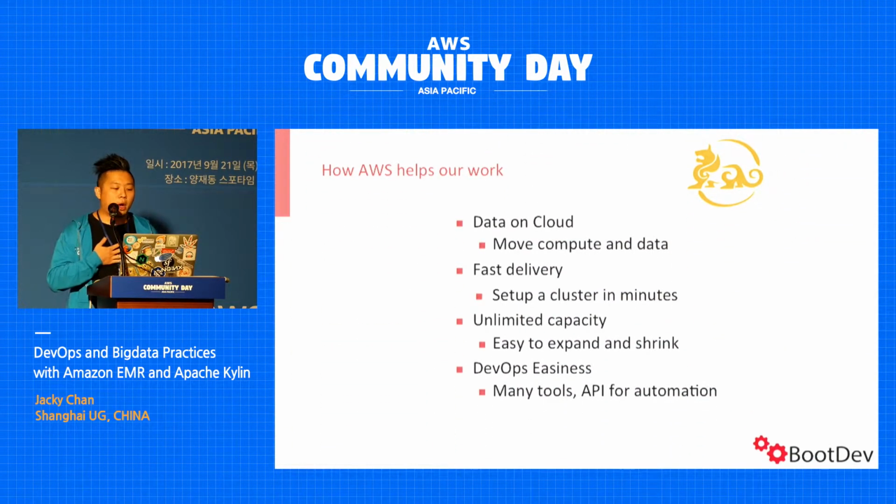On AWS there are four aspects that we think help our work. First, we store everything on the cloud. There are S3 and Glacier for storage, EC2 for scaling, and auto-scaling. On AWS, we can also provide fast delivery because there is a complete solution for API and deployment methods, and there is unlimited capacity and the ease of DevOps tools.